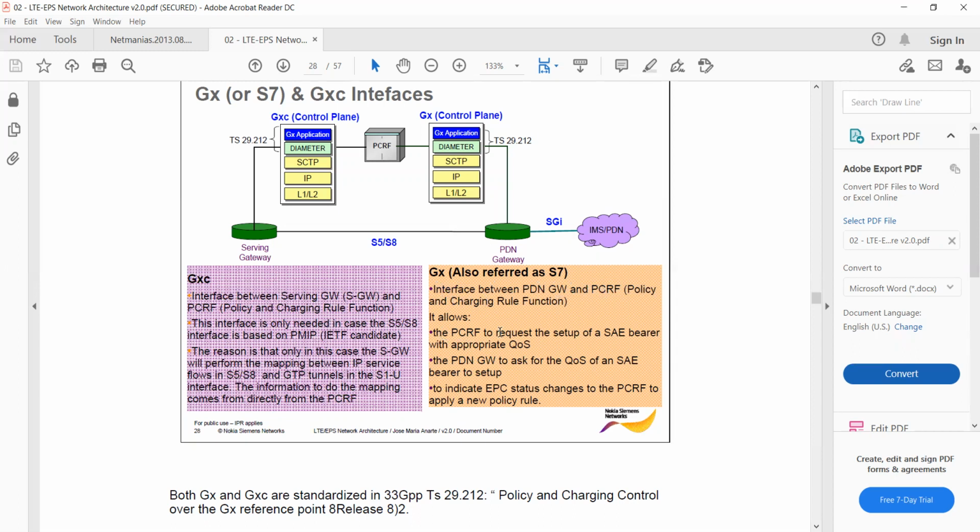It allows the PCRF to request setup of an SAE bearer with appropriate QoS. QoS means class of service. What kind of class of service? High data rate, high speed, low speed, medium speed, based upon the data pack or subscription, what kind of subscription a user has taken. Based upon those things, it will allow data flow. So you can write: it allows the PCRF to request the setup of an SAE bearer with appropriate QoS. Gx interface.